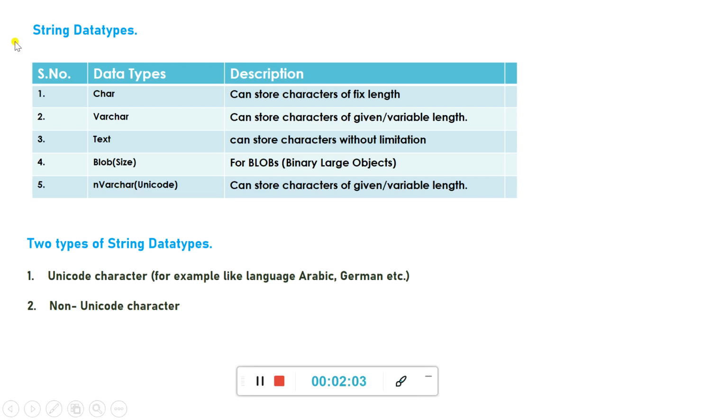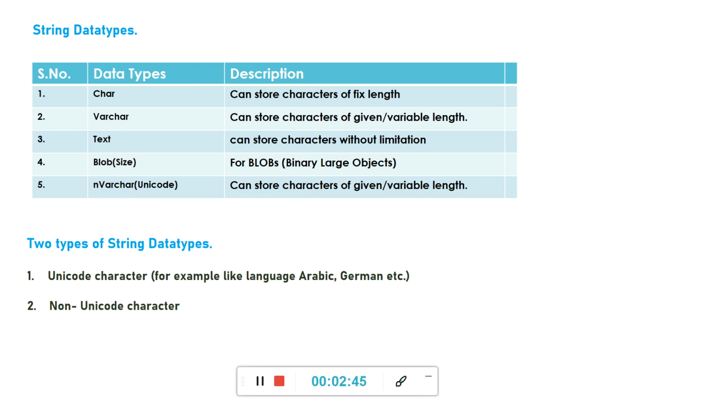The char data type can store characters of fixed length, and varchar can store characters of variable length, and text can store characters without any limitations. And blob, if you need to store a binary large object, then we can use the blob data type. And nvarchar, if you need to store Unicode characters, then we can use nvarchar. In the next few minutes, I will show you the difference between varchar and nvarchar, and when we can use varchar and nvarchar.